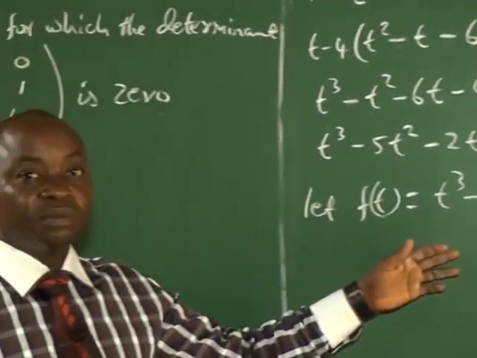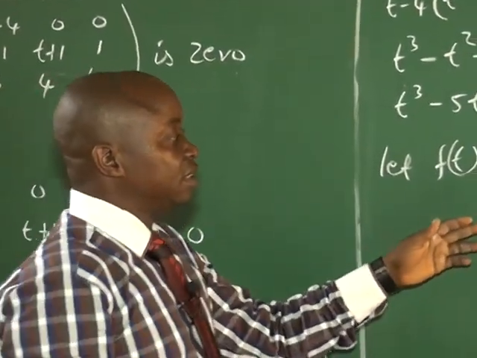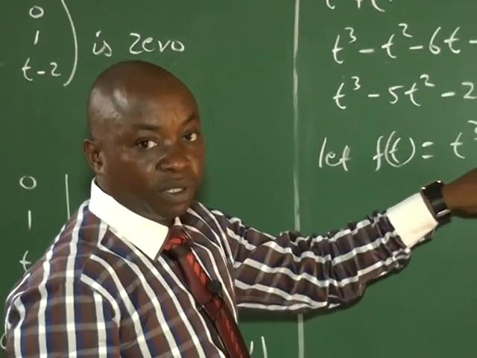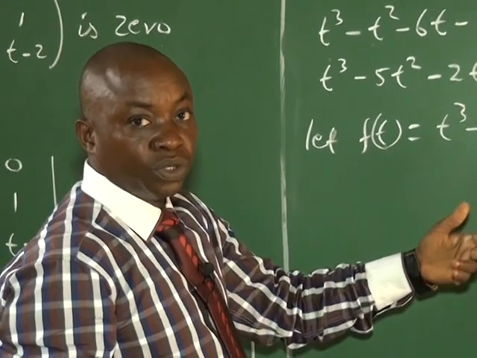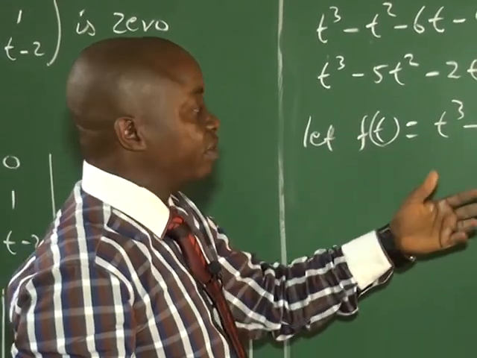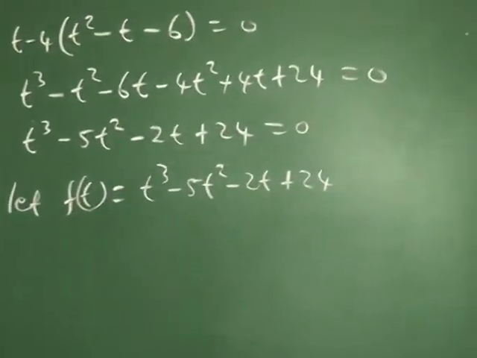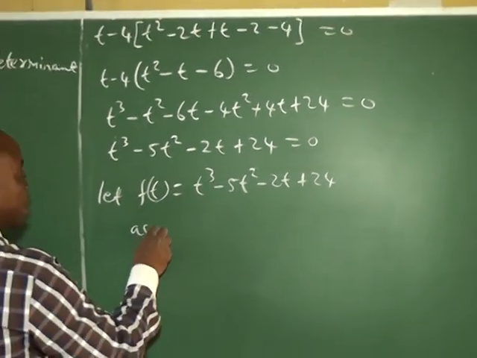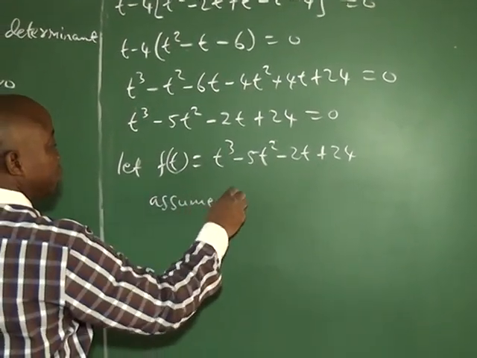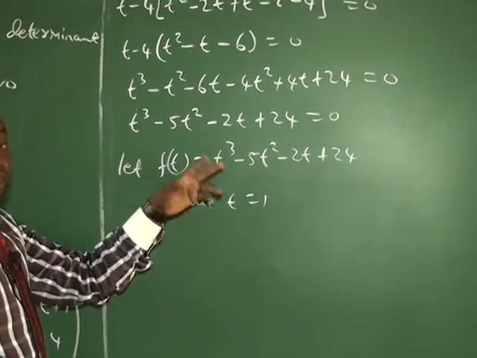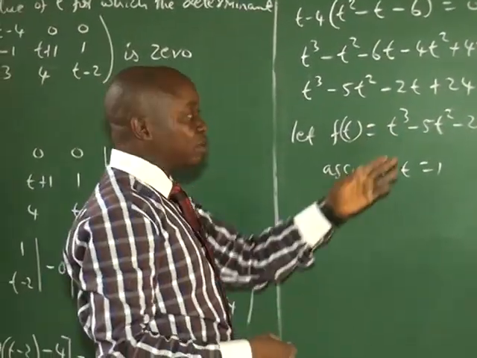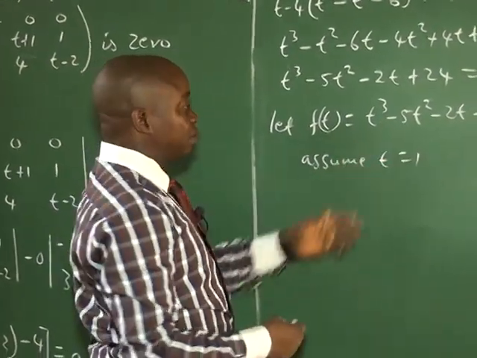By the polynomial, our ideal polynomial, we know that we will find the 0 of this polynomial so that we can use the long division method and have the values of t. And before that, assume t equal 1. We have to assume values to find the 0 of this polynomial.